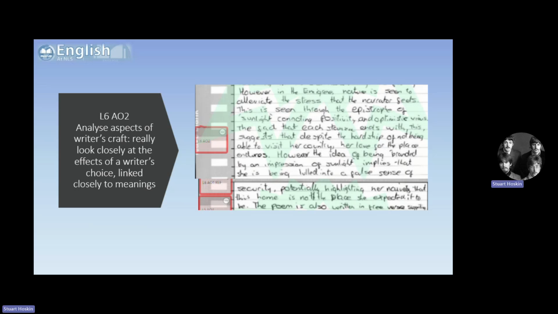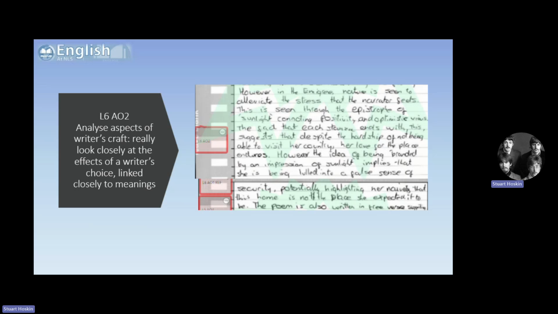Despite the hardship of that, her love for the place endures. There's the interpretation of the fact that it's at the end of every stanza. And you can see that's where the first level 6 point begins to come in. It may seem a simple point, but because it's dealing with something complex, it alleviates the stress, because ending it in every stanza means we see that despite the hardship, her love endures. Beautifully put together and therefore getting up to that high level.